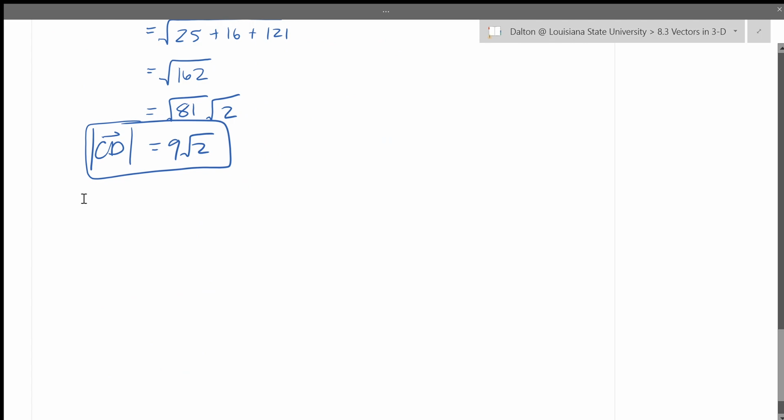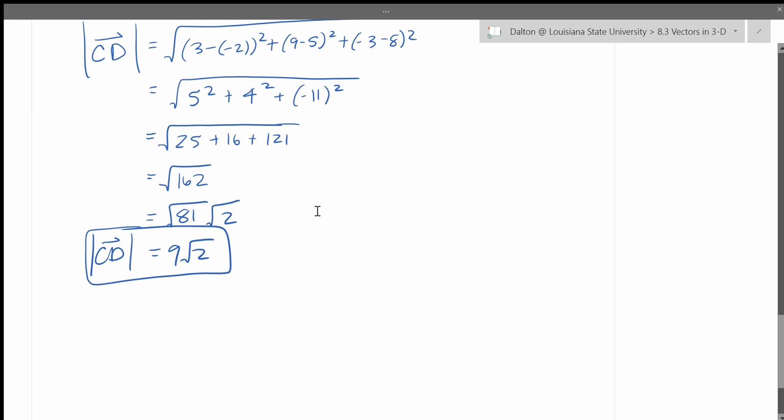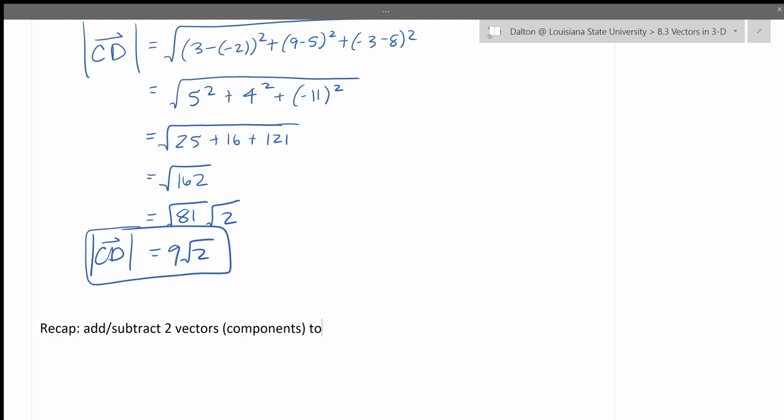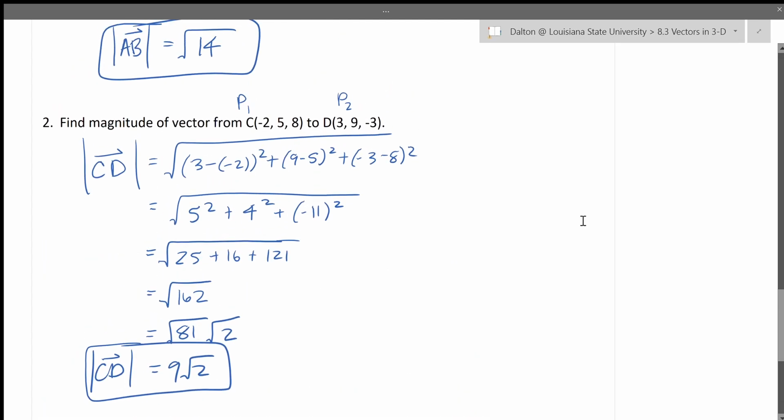And then in two-dimensional space, we also did some algebra with vectors. We were able to add vectors together. So as just a recap of some vocabulary, when we add and subtract two vectors, each of those vectors are called your components. We can get a new vector, which is called a resultant. And this vocabulary is from the first lesson that we talked about. Well, we could do the same thing in three-dimensional space. So what example am I on? Number 3.